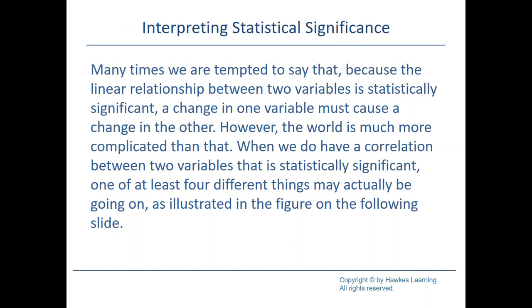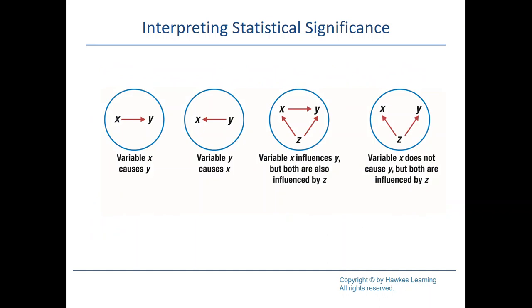Many times we're tempted to say that because of the linear relationship between the two variables, it's statistically significant, so a change in one variable must cause a change in the other. However, it's so much more complicated. The world is much more complicated than just a nice, lovely, this influenced that. So when we find a statistically significant correlation between two variables, at least 4 different things may be going on. And I do want to illustrate that as we follow here.